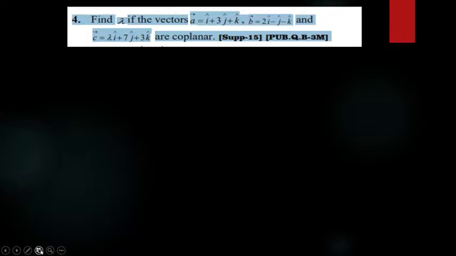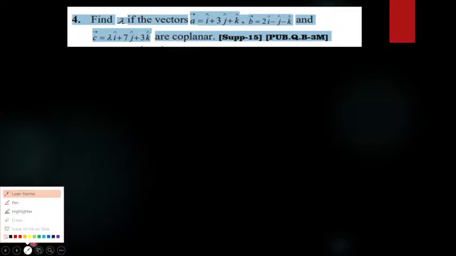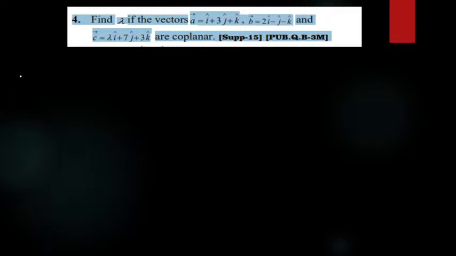Fourth question, one more type of question here which was asked in 2015 as well as in the PU board model question paper. So what have they asked? Look at this: find the value of lambda if the vectors a vector, b vector and c vector are coplanar. Already they are coplanar. So again you have to consider the condition of coplanar.